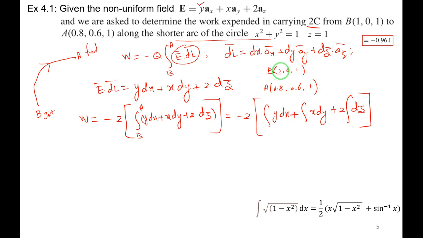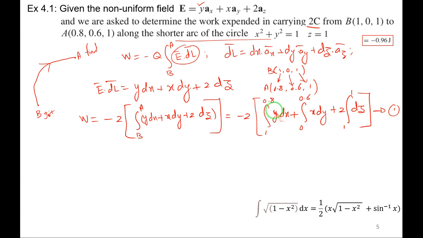So along x, from B to A, it is 1 to 0.8. Then along y, 0 to 0.6. Then along z, 1 to 1. Or else write down the coordinates of point B, (1, 0, 1), and coordinates of A, (0.8, 0.6, 1), along x, y, and z. Call this equation 1.